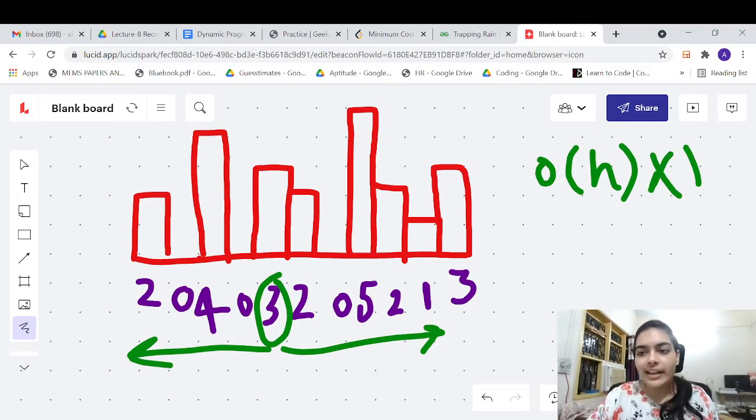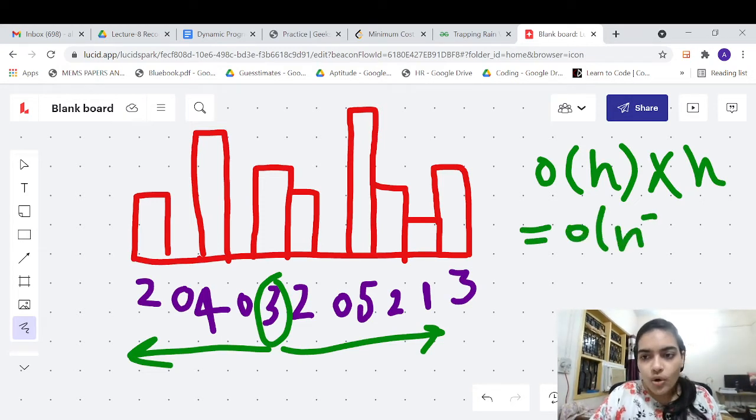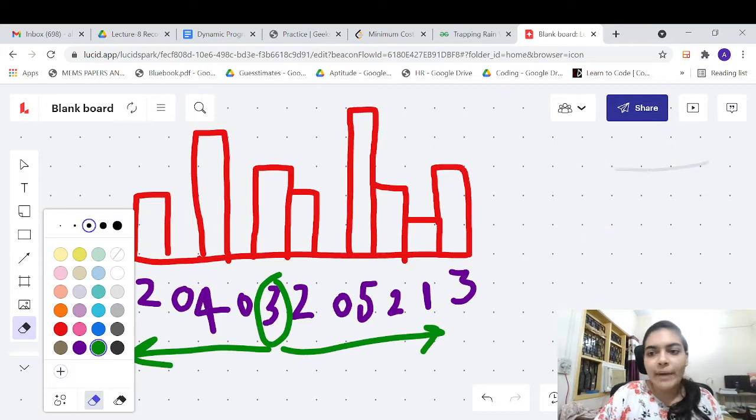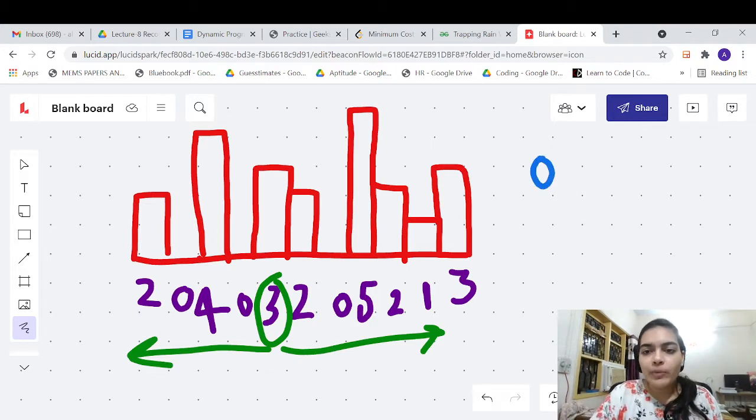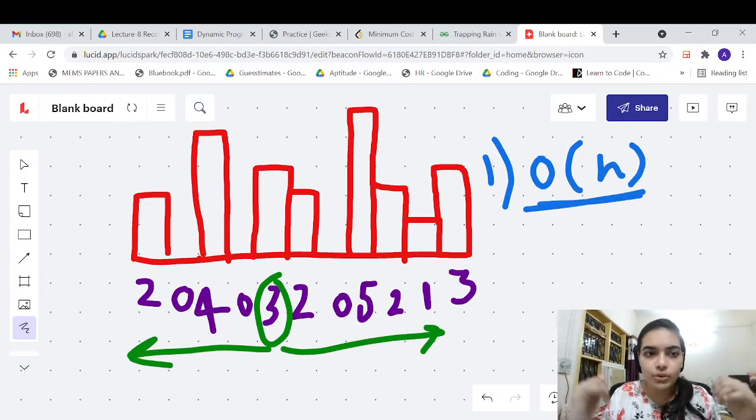How many total elements are there? N elements, right? So the brute force is O of n square. We don't want this. We don't want O of n square time complexity. What do we want? Let's see if we can make a better time complexity. This is the first level of optimization, so first we will bring the time complexity to O of n.